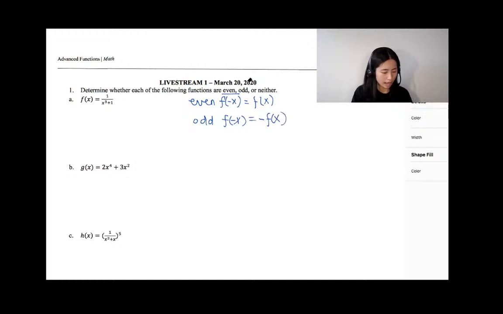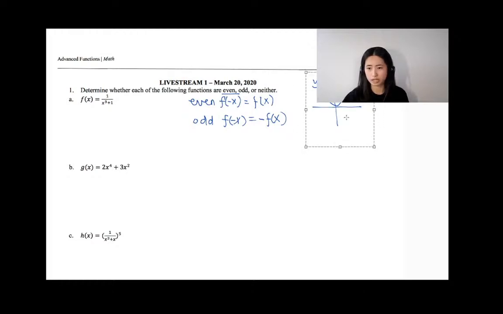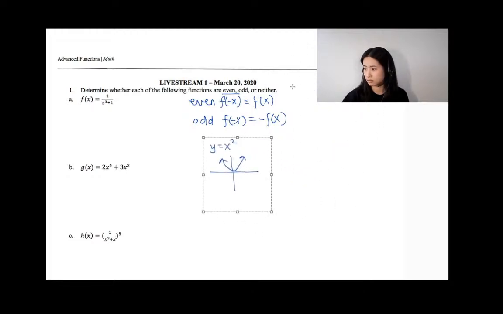Does that make sense? And the reason for that is because if you're looking at an even function, say for example, let's start with the basic. We have y is equal to x squared, which is a parabola. We know that this is an even function. So you're going to have this graph right here. So this is y is equal to x squared. And if you think about the symmetry, there we go. So this is an even function.